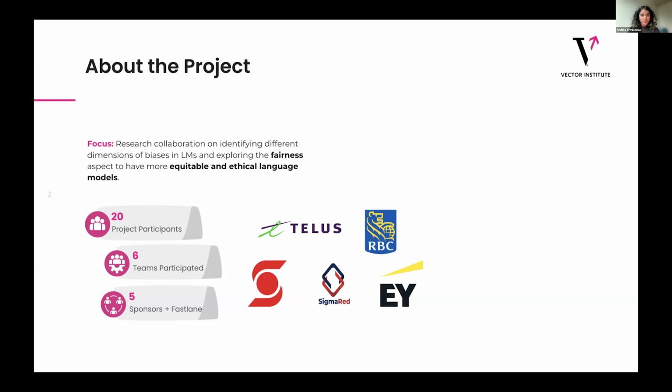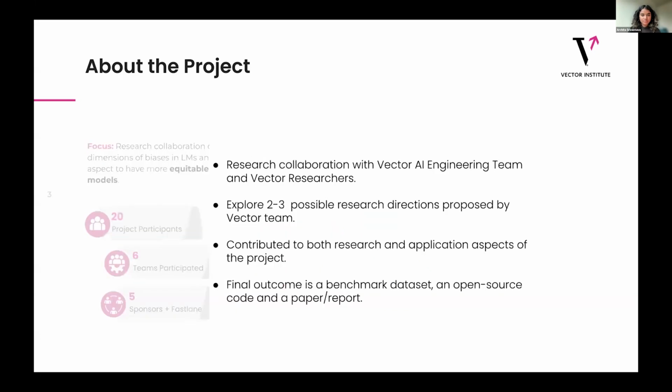Throughout the Applied Research Collaboration Project, we had 20 project participants, 8 teams participated, and 6 teams participated, and we had around 5 sponsors as well as fast lane companies. This included TELUS, the Royal Bank of Canada, Scotiabank, Sigma Red, as well as EY.